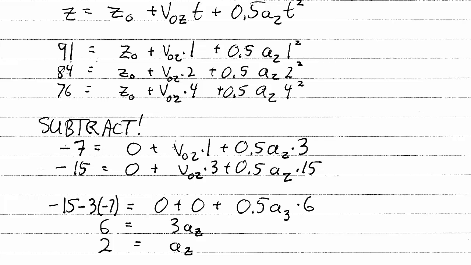76 minus 91 is minus 15. That's the left side of the equation. The z-naughts cancel out because we subtracted them. And the remaining coefficients of v0z and az are determined by subtracting the two equations. We would now like to proceed to the next line.